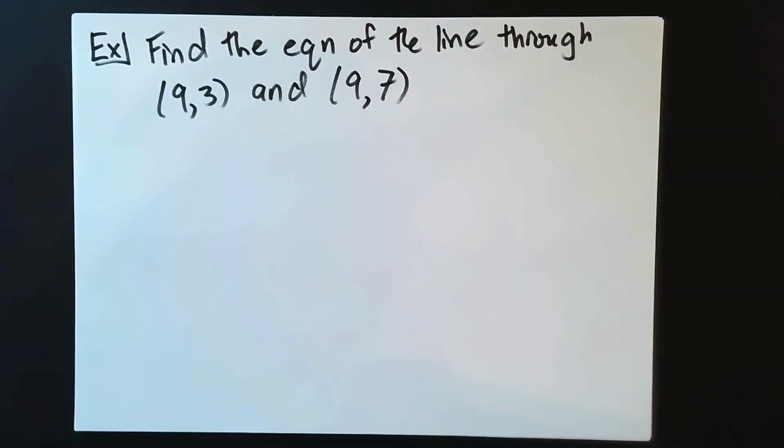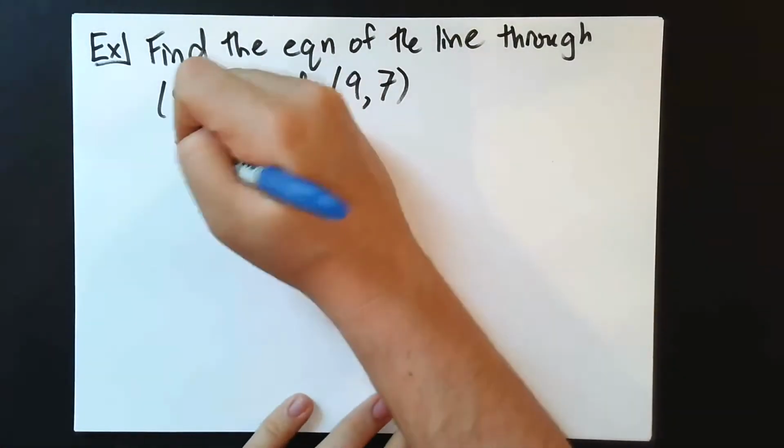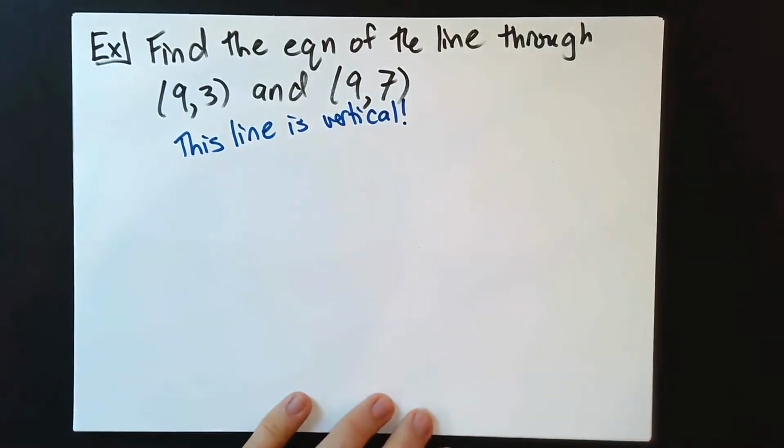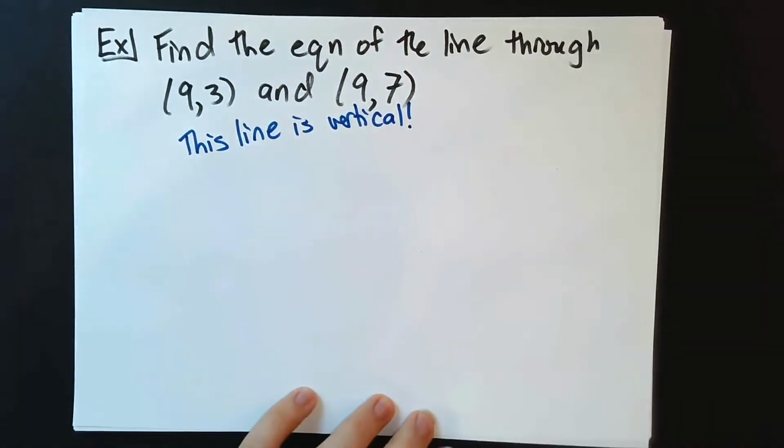In this question, we're asked something very similar. We're asked to find the equation of the line through (9, 3) and (9, 7). But this question is fundamentally different than the previous one, and I'll give you a minute to think about why that is. See if you can see it before I spoil it for you. What's special about this line? This line is vertical. How do I know it's vertical?